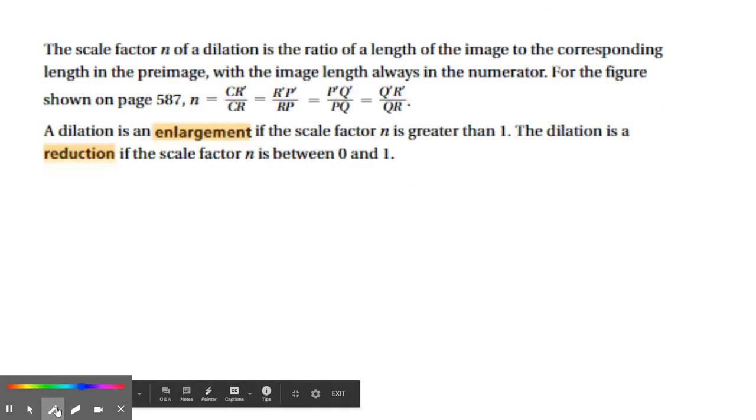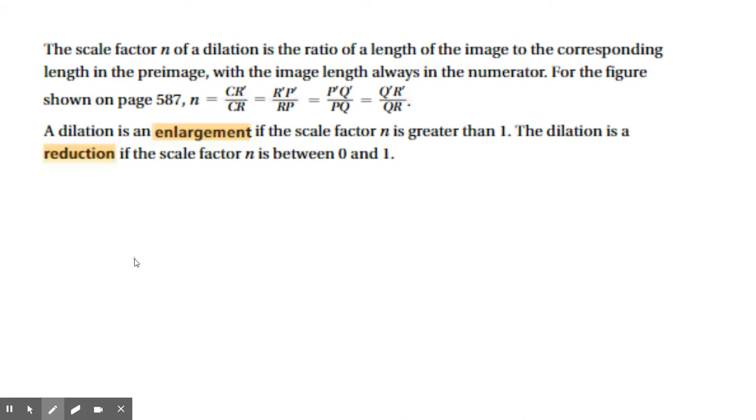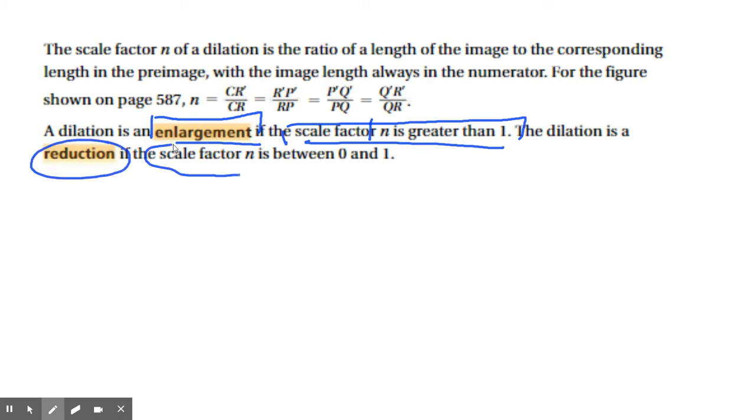Now, the other way that I tried to explain your scale factor was talking about getting bigger or getting smaller. Remember, in similarity, I asked you, does the side you're trying to find look bigger or smaller than the original one? So there are two types of dilations. One's called an enlargement. An enlargement is if your scale factor N is greater than 1. You have a reduction if your scale factor is between 0 and 1. So again, if I multiply by a number bigger than 1, I get bigger. I'm enlarging. If I multiply by a positive number less than 1, I am getting smaller. I am reducing. Okay, so keep that in mind as you go through.